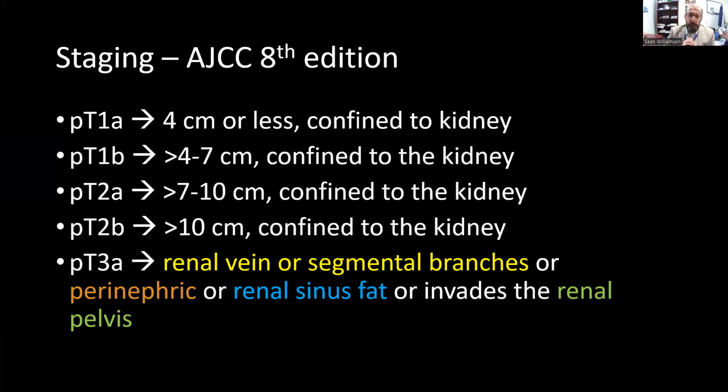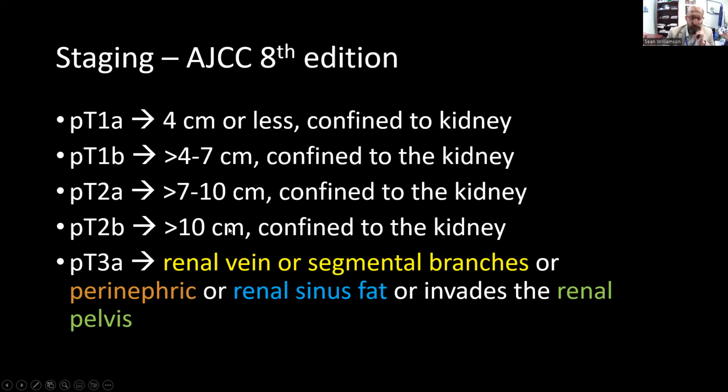So I just thought I would show briefly the staging. In the lower end of the staging spectrum, again, the lowercase p is for based on the pathology specimen, T for tumor. So the tumor is a lower stage 1A or 1B when it's a smaller size and it's totally confined to the kidney.